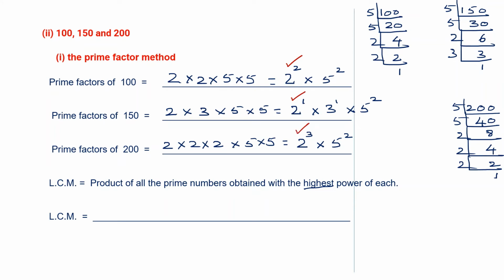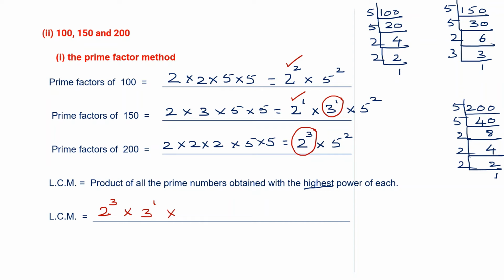So which is the highest power? 2 to the power of 3. So we can write down 2 to the power of 3 as the highest power of 2. Next, do we have a 3? Yes, we have 3 to the power of 1. This is the only 3, so we can write that down as 3 to the power of 1.